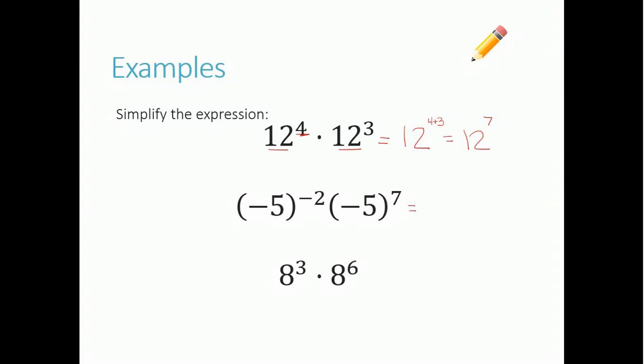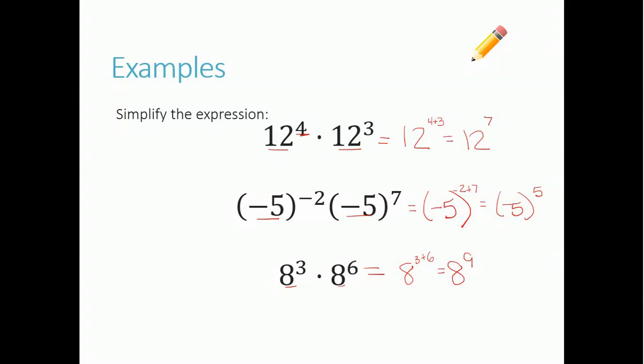Let's try this one. My bases, look, the big guys, are the same, negative 5 and negative 5. So I'm going to keep my negative 5 there. I'm just using parentheses to show that it is negative 5, so the negative stays with the 5. Then I'm going to add my exponents. I have negative 2 plus 7, and negative 2 plus 7 is 5. So this would be negative 5 to the 5th power. Same bases, 8. Add the numbers, 3 plus 6. So it would be 8 to the 9th.